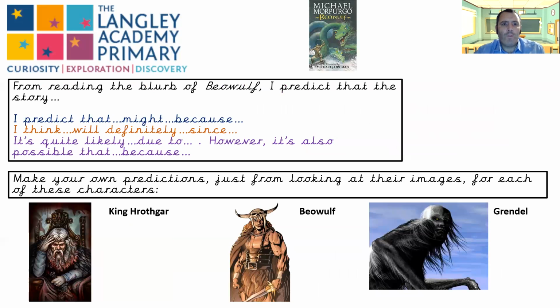So, from reading the blurb of Beowulf, can you answer these questions? I predict that something might something because. I think something will definitely something since. It's quite likely due to something. However, it's also possible that something because something.